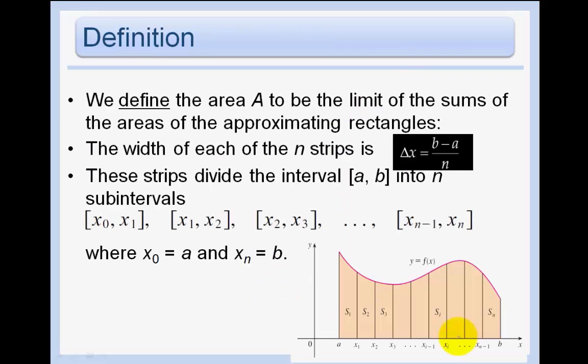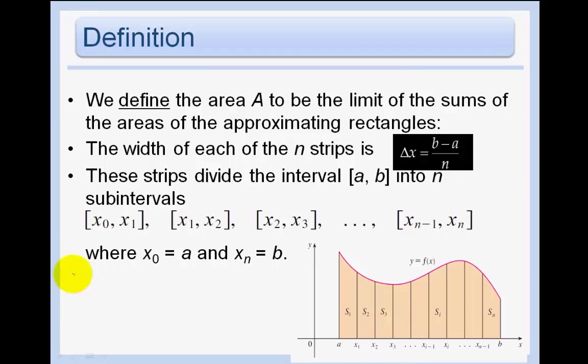So just as a definition, we define area A to be the limit of the sums of the areas of the approximating rectangles. The width of each of these strips is given by delta x, which equals b minus a over n. All that's saying is you take the end minus the beginning, and then you split it into n different strips. And so the width of each of those strips would just be b minus a over n.